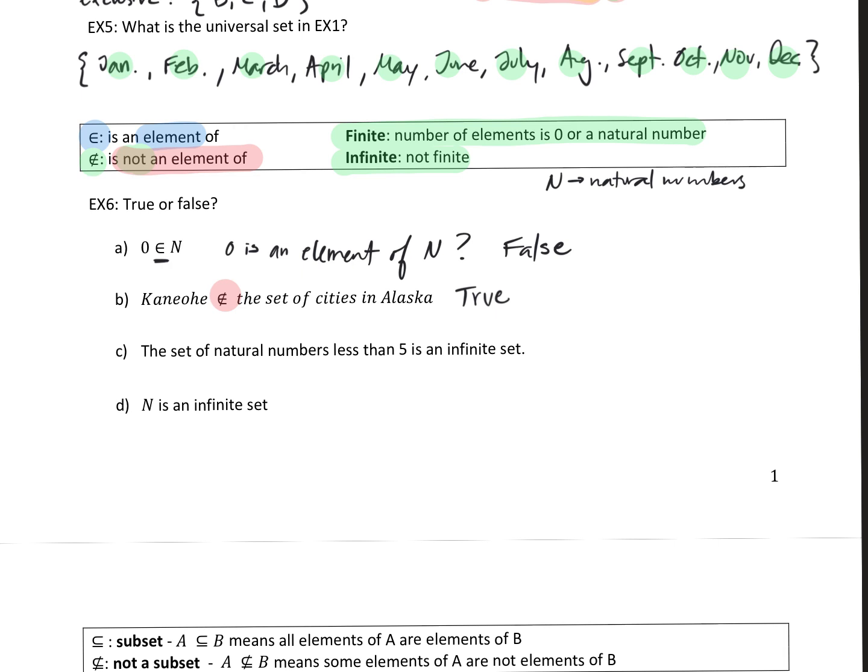C, the set of natural numbers less than 5 is an infinite set. Okay, let's think. Remember, the natural numbers is 1, 2, 3, 4, 5, 6, 7, and so on. And it wants to talk about less than 5, so not including 5. It's saying that this is an infinite set. And that's not true. It's finite. And infinite would be not finite. So infinite usually is talking about there is no end to it. But there is, it's finite. We have 4 items. So this would be false.